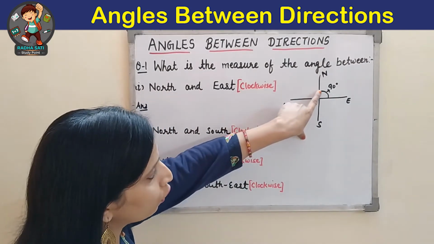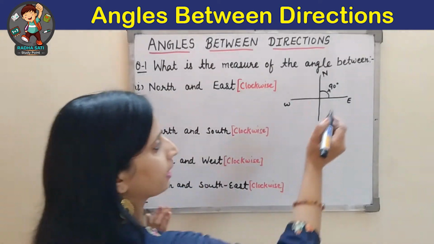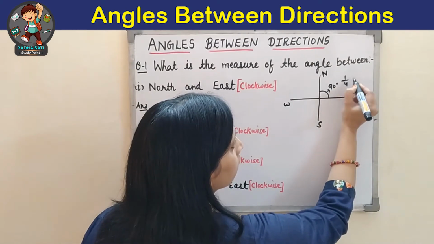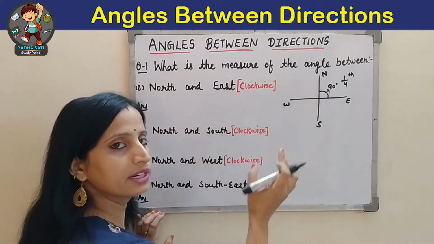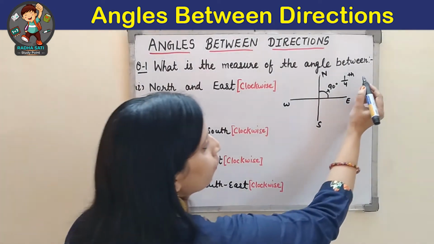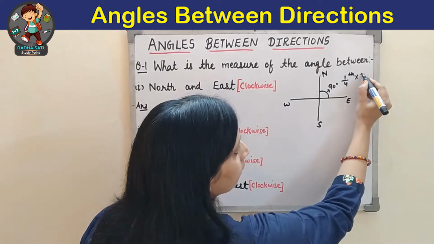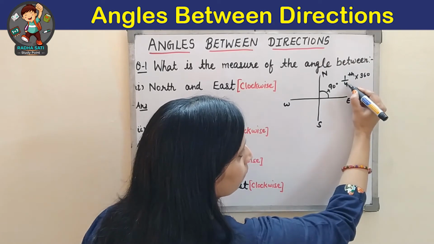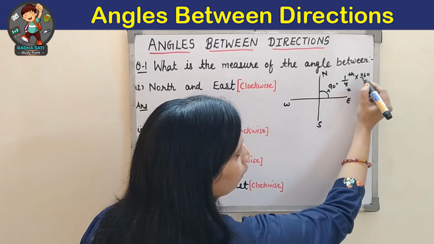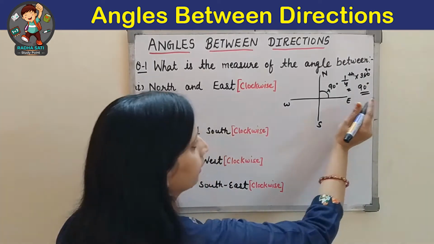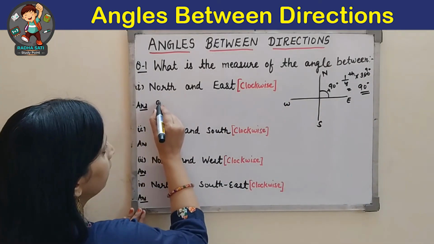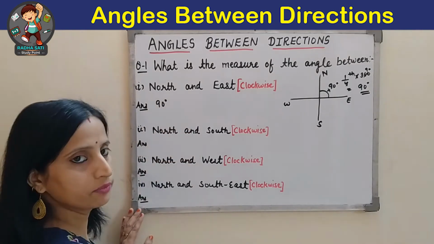Here only a 1/4 rotation has been taken. In one complete rotation, it's a complete angle. So 1/4 of 360 is equal to 90 degrees. So here our answer will be 90 degrees.